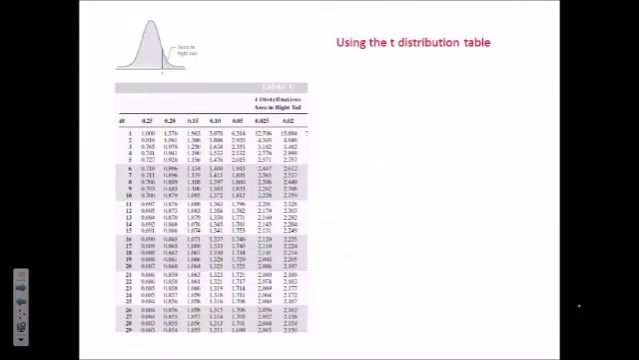If we do that on this table, we had degrees of freedom 2, and the area of the right tail was 5%. If we go down that column and across this row, we get T critical is 2.920.